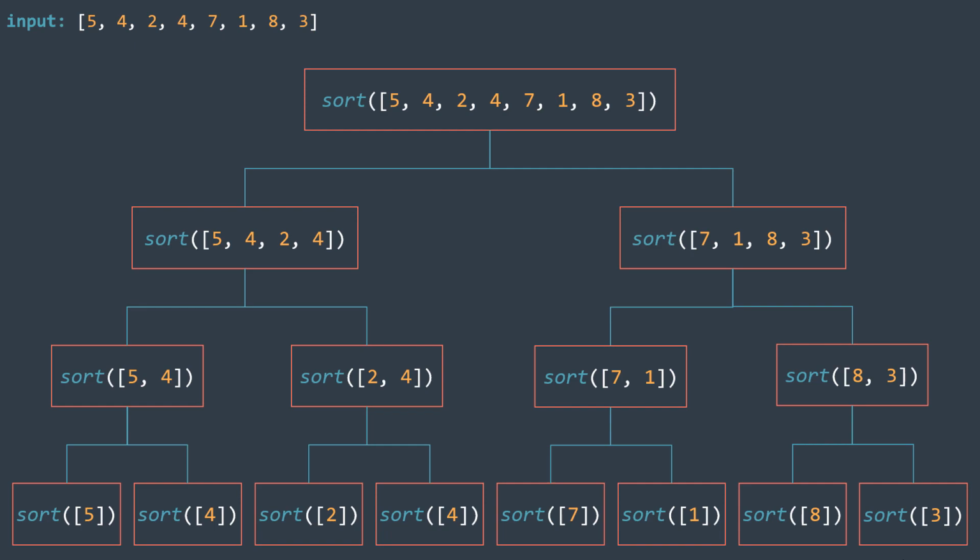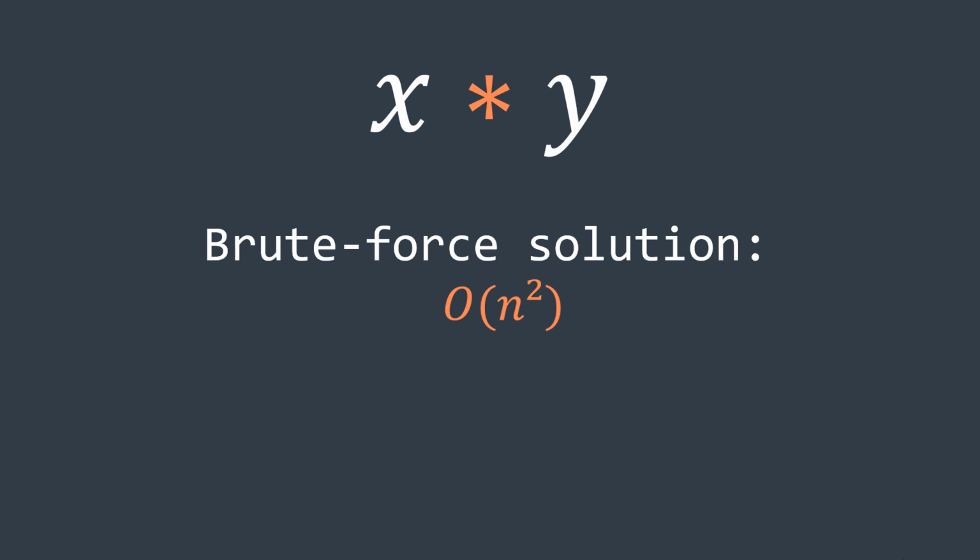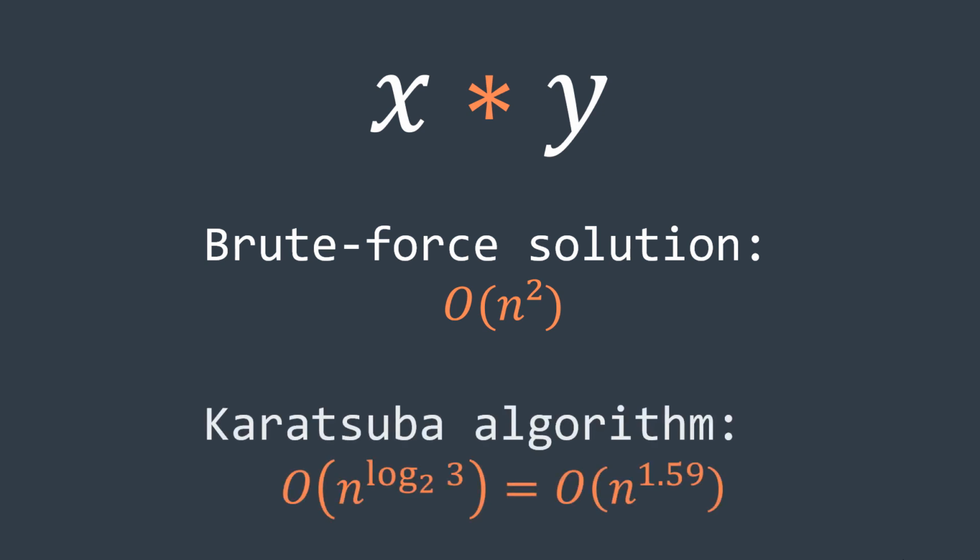Applying divide and conquer can also give us a solution that is more optimized than the brute force solution. For example, when multiplying two large n-digit integers x and y, if we apply the naive method that we learned in school, we'd get a time complexity of O(n^2). But by applying the Karatsuba algorithm, we get a time complexity of O(n^(log2 3)), which is O(n^1.59).